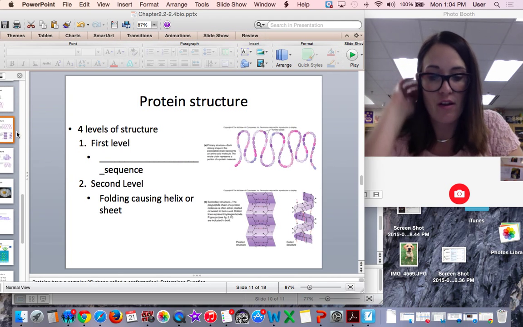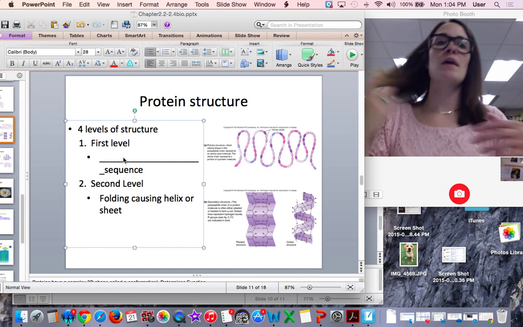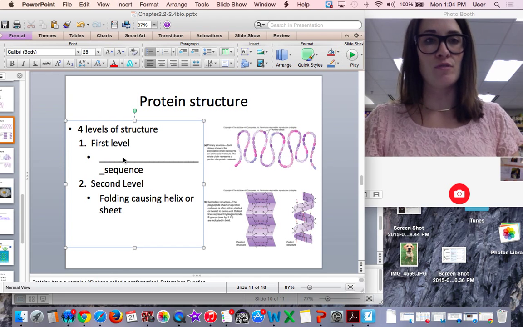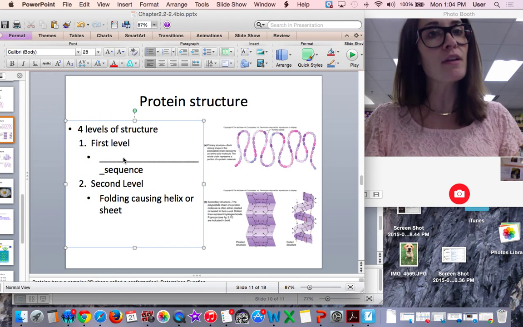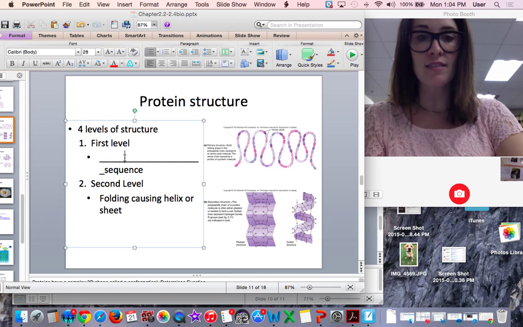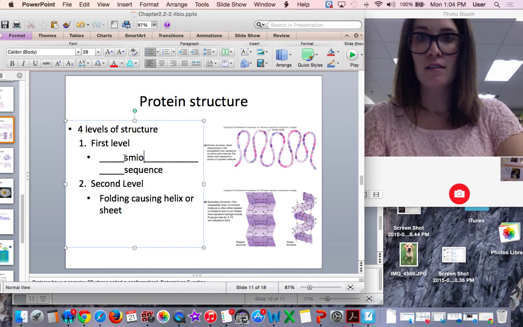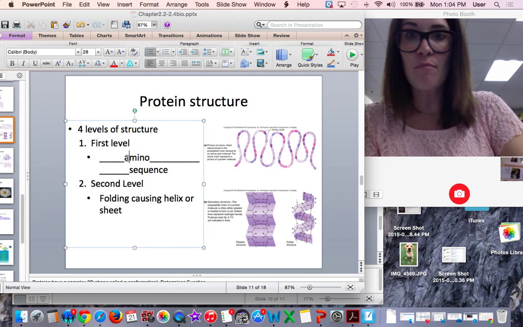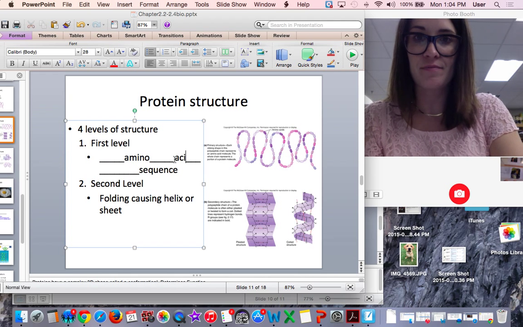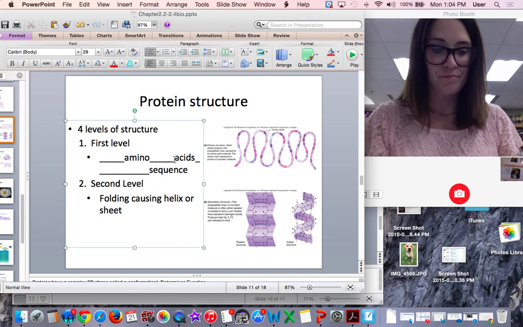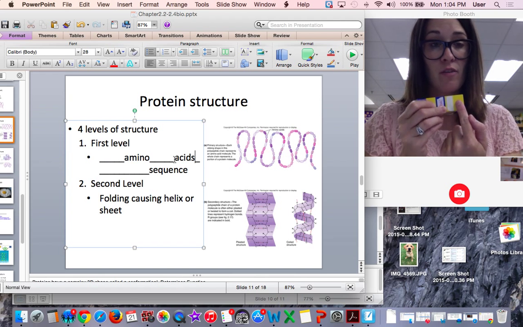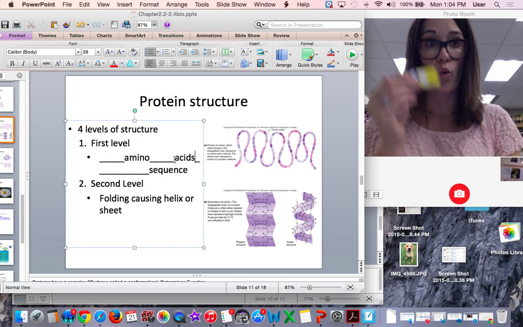Protein structure. To make a protein, it gets kind of complex, and you divide the complexity into levels. The first level being the simplest. The first level is just the sequence of amino acids. That's the first level. It's the simplest level of structure. This amino acid, this amino acid, this amino acid, the order that they're in.